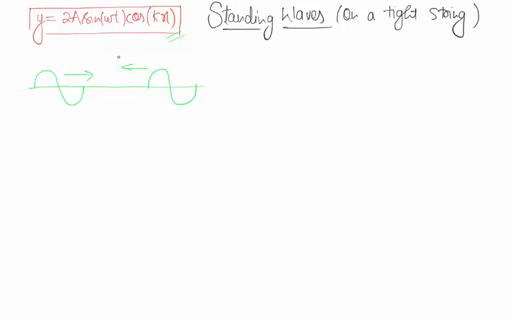Hello guys, in the last video I told you about standing waves and the basic equation behind it. So y equals 2a sin omega t cos kx is the equation of a standing wave. Of course it is different from the normal wave equation, which was y equals a sin(omega t minus kx). Standing waves are formed when two waves of similar amplitude move toward each other and meet on a string. In general, standing waves can be formed on a tight string.